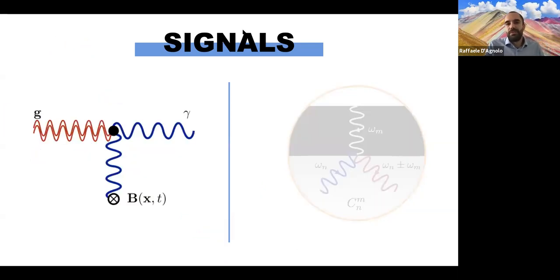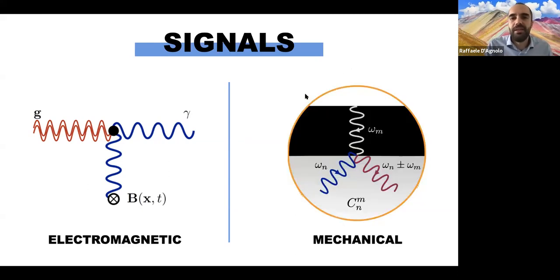The second possible signal that you can have instead is straight up a wave arriving and converting some background electromagnetic field into another electromagnetic field, possibly at a different frequency. And my jargon for the talk will be calling electromagnetic the signal from the left-hand side of the slide, and mechanical the one from vibrations on the right-hand side.